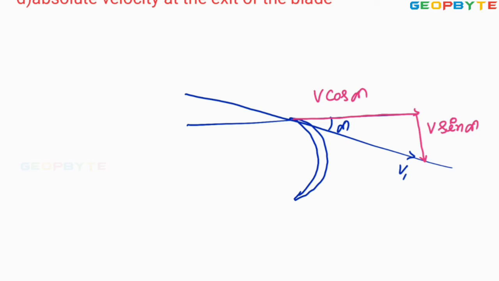This horizontal component of velocity is called whirl velocity, and the vertical component of velocity is called flow velocity at inlet, vf1. Remember, this horizontal component of velocity is causing the driving of the turbine, and the vertical component of velocity is for driving the steam towards the condenser.